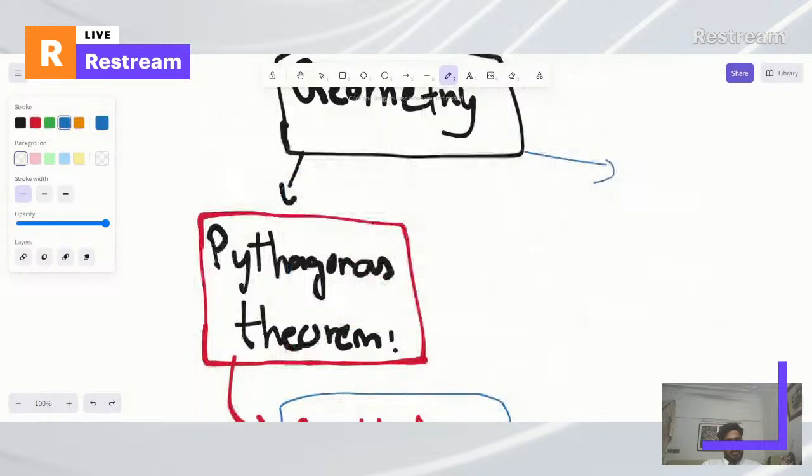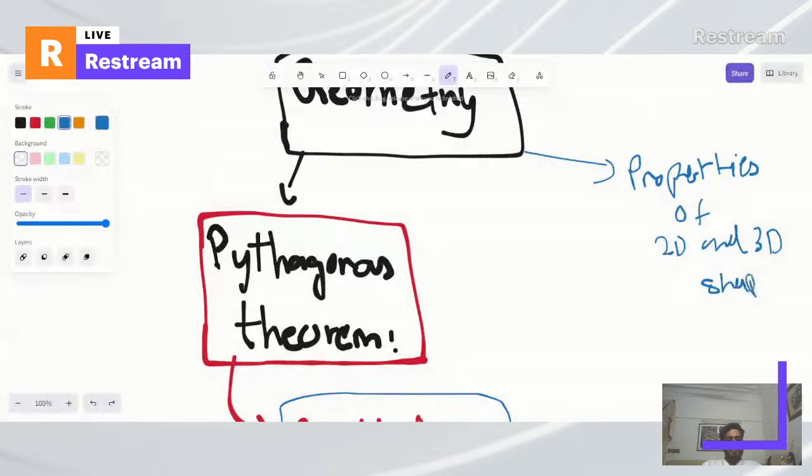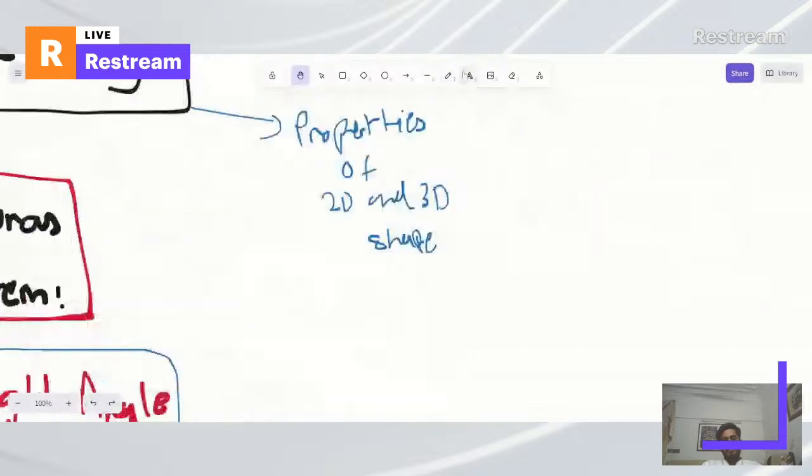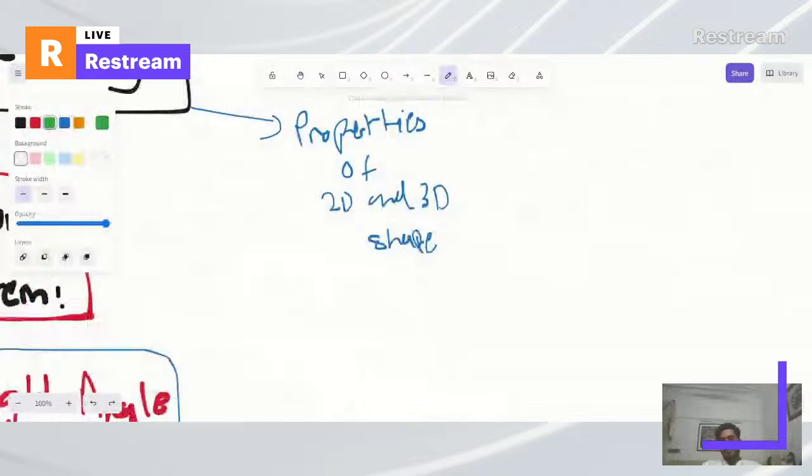That takes us to our next topic, which is properties of 2D and 3D shapes. Okay, right. So now, this might sound like something that we've been studying since our whole life, since kindergarten.